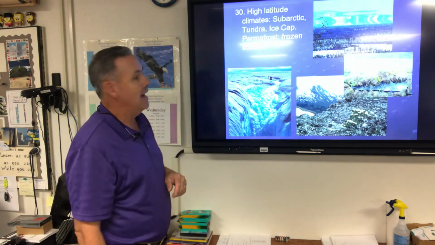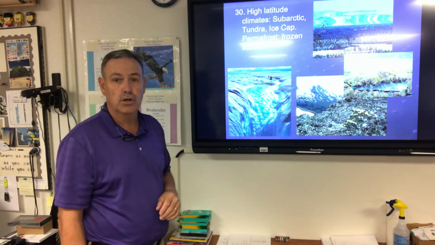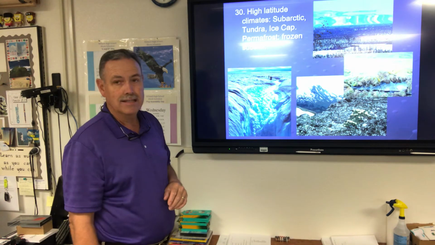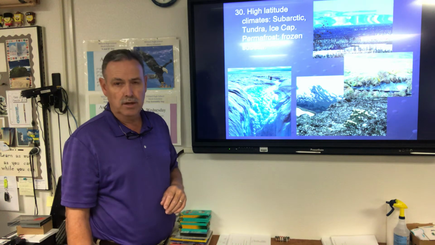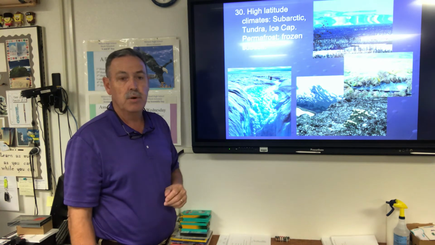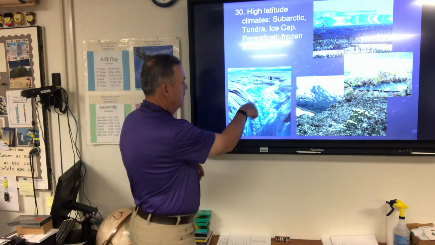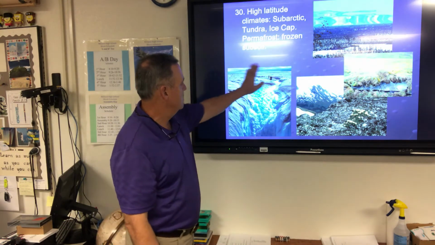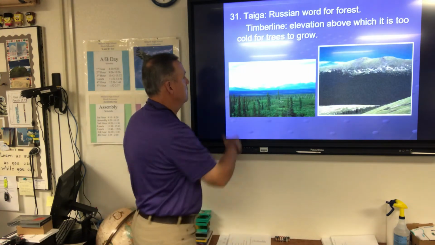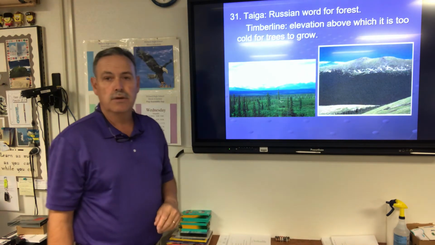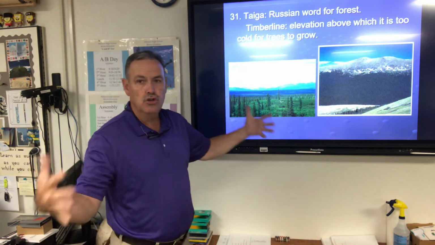Okay, in the high latitude climates, there's subarctic, tundra, probably should have included polar within that one, and the ice cap. And then the word permafrost is frozen subsoil, and in many places it's permanently frozen subsoil. I thought this was an interesting picture, this vast area of ice, and then you've got this running water right there. Pretty cool.